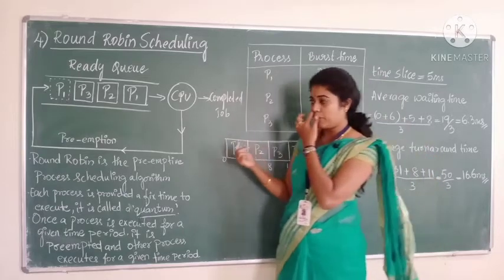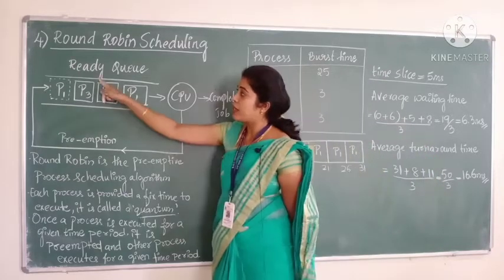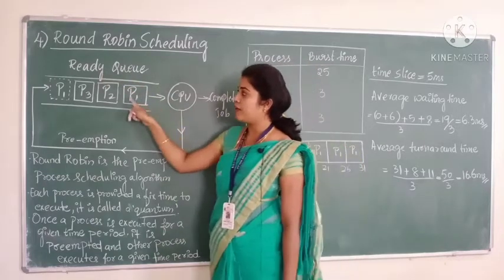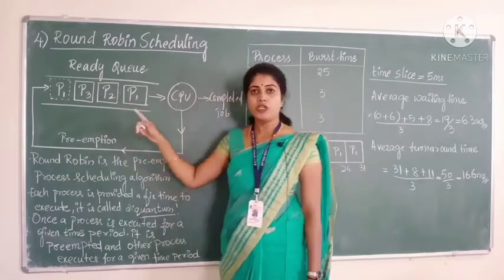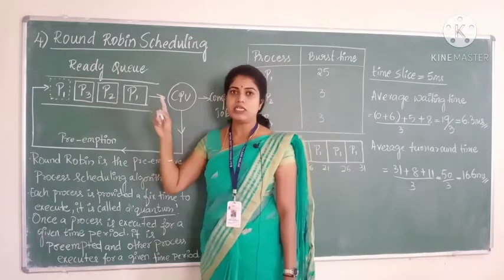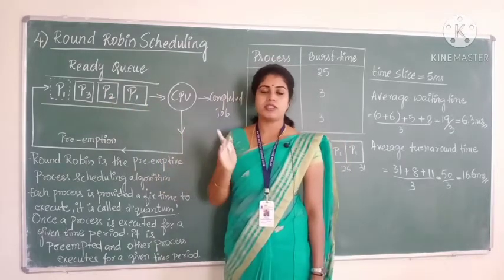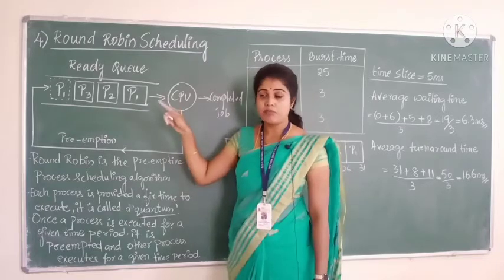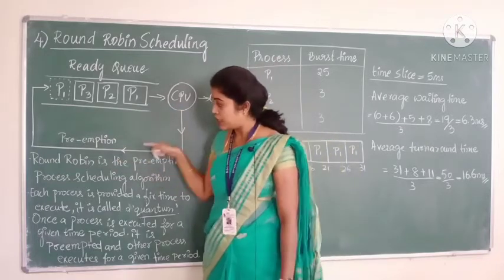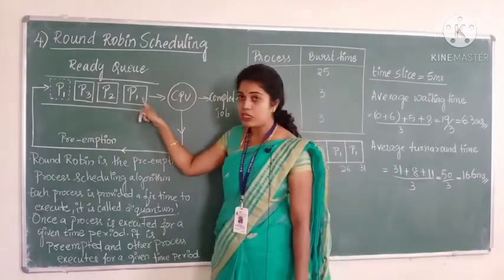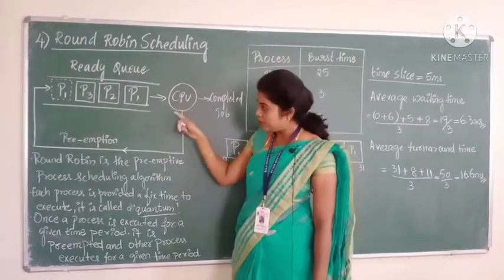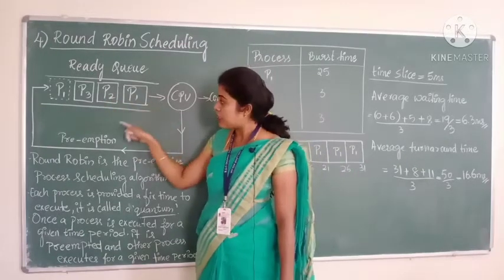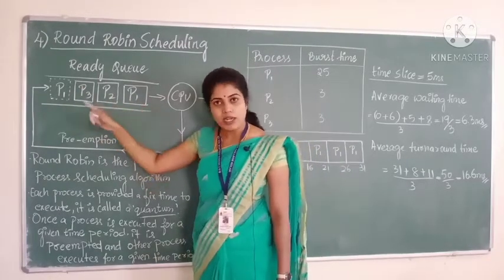With the help of a diagram, you have a ready queue and a CPU, and in the ready queue you have some processes. Here P1, P2, P3 are given, three processes that want to undergo execution. But in this diagram you can observe there is a preemption. Even though P1 goes for execution first, after P2 and P3, P1 is again going for execution.